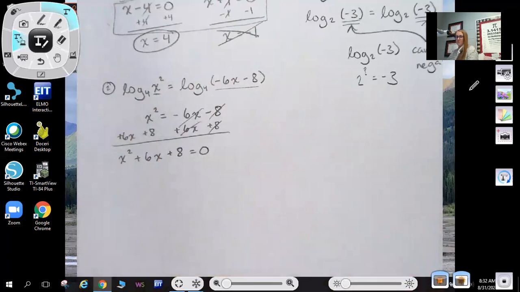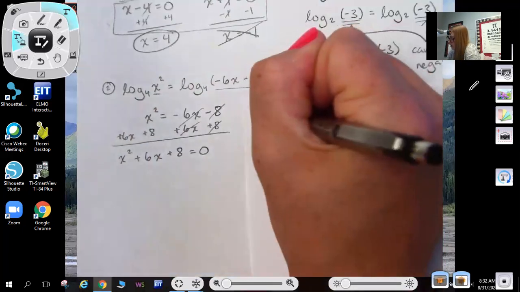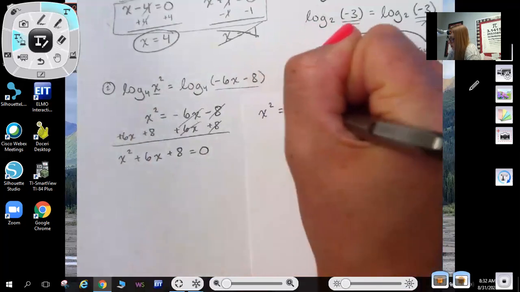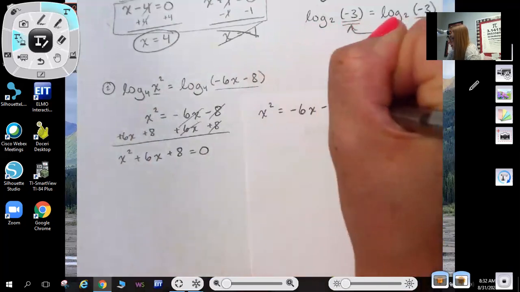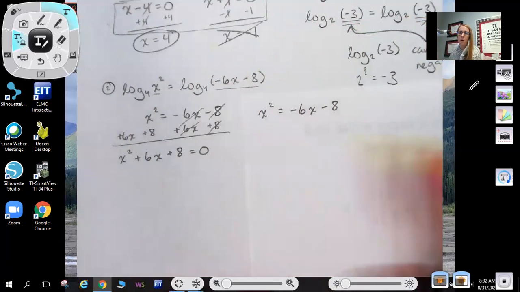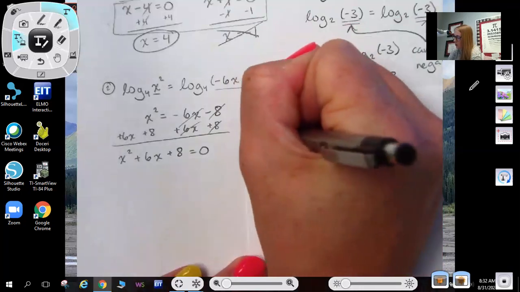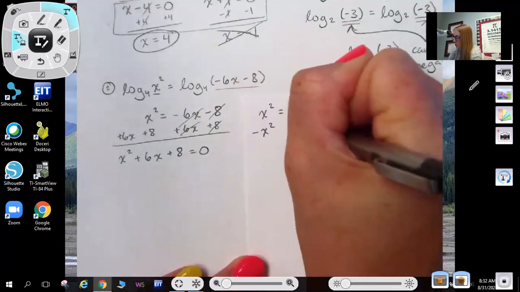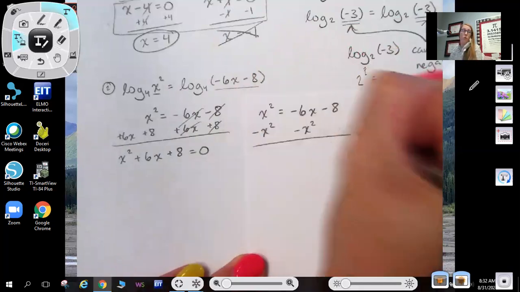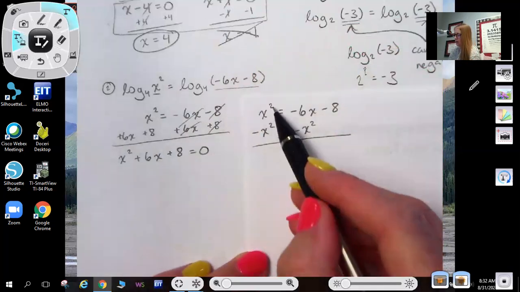Don't write this. Just watch. There is another way that you could do it. Like pretty much everything in math, there's more than one way to work things. I want you to do whatever you feel comfortable with. So if your first instinct was to just subtract x squared from both sides, here's what that will look like. That's not wrong to do.